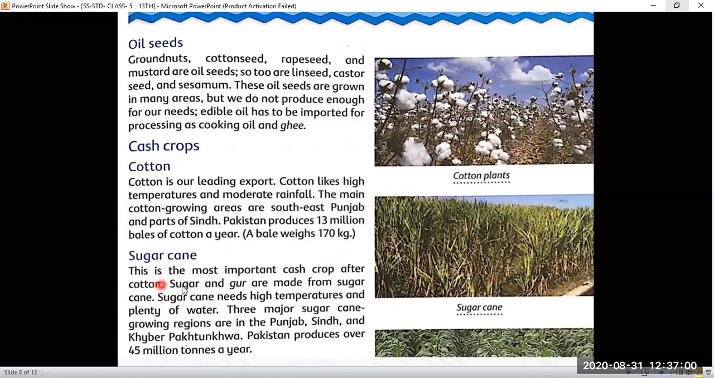Sugarcane. This is the most important cash crop after cotton. Sugar and gur are made from sugarcane. Sugarcane needs high temperatures and plenty of water. Three major sugarcane growing regions are in the Punjab, Sindh, and Khyber Pakhtunkhwa. Pakistan produces over 45 million tons a year.